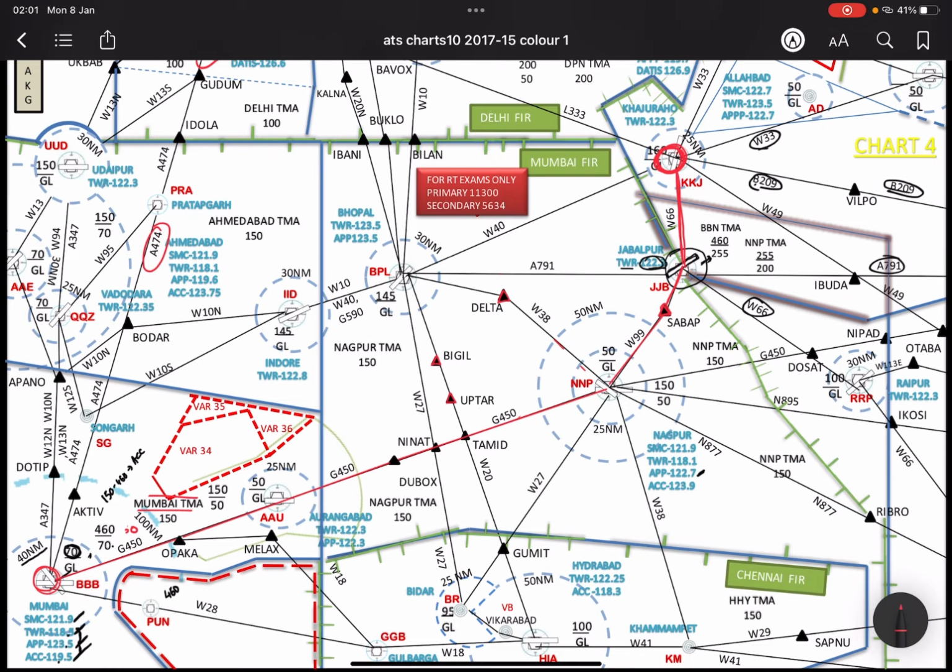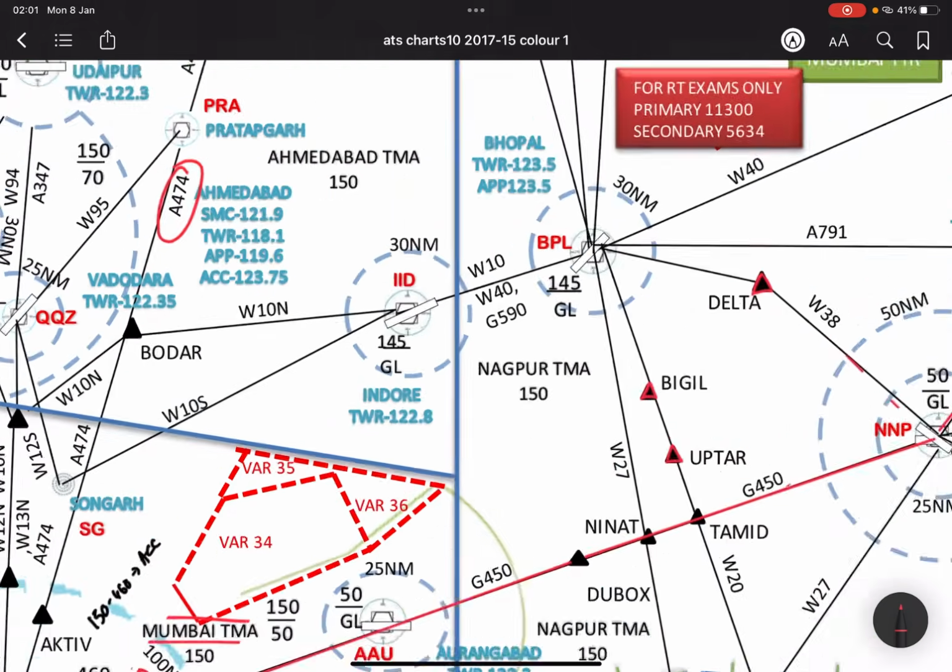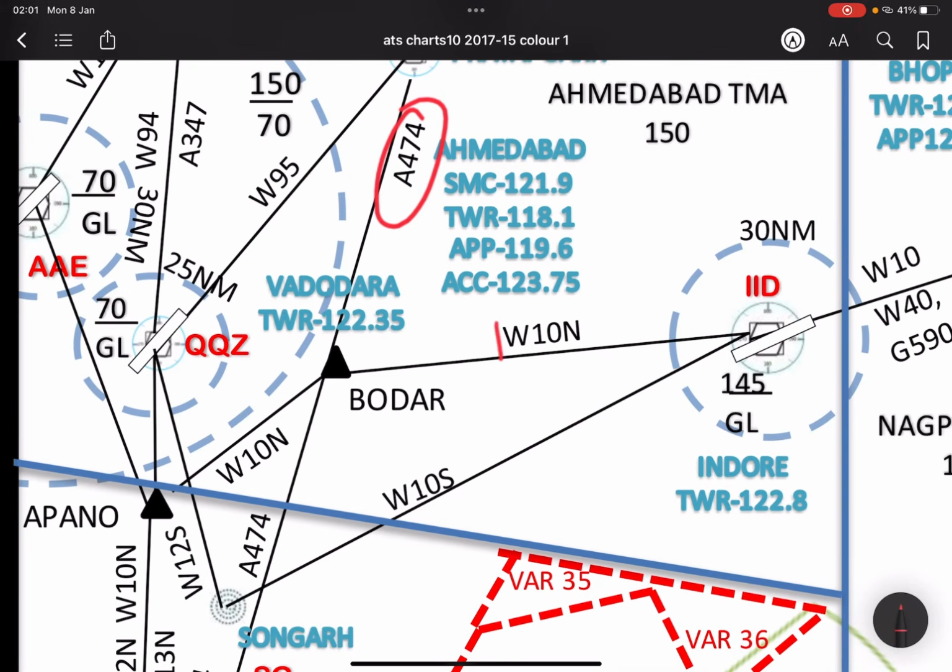Kilo Juliet. And so that is how we give our routes, or that is how we'll be given the routes even in the exam. Okay, so keep that in mind. Now, some places you will also notice that you have something written as Whiskey 10 North and Whiskey 10 South. What do these mean? And why is this last letter additionally given?